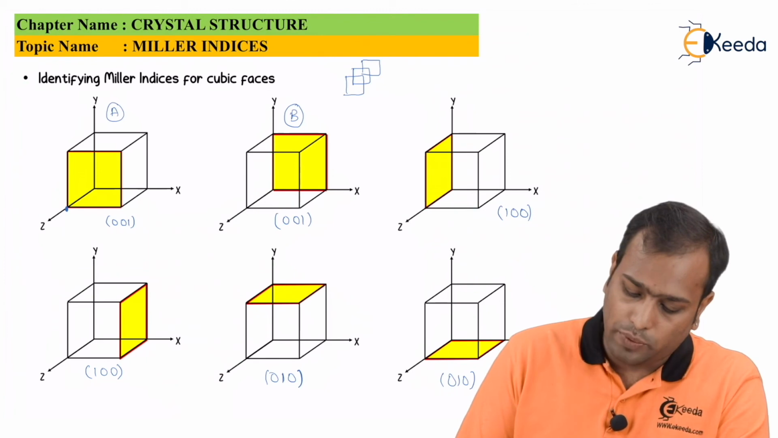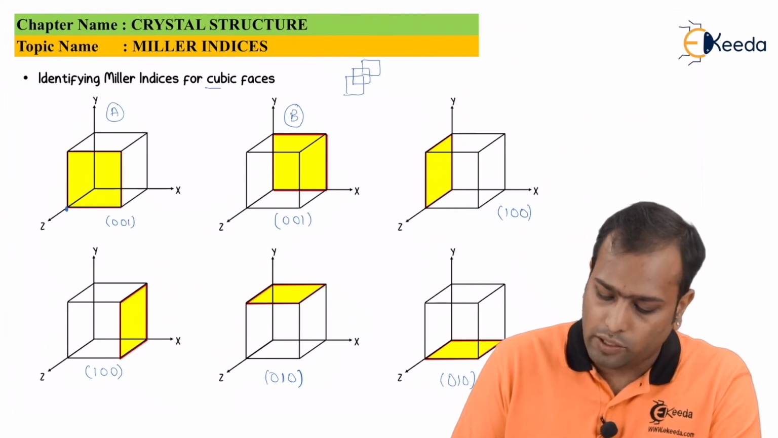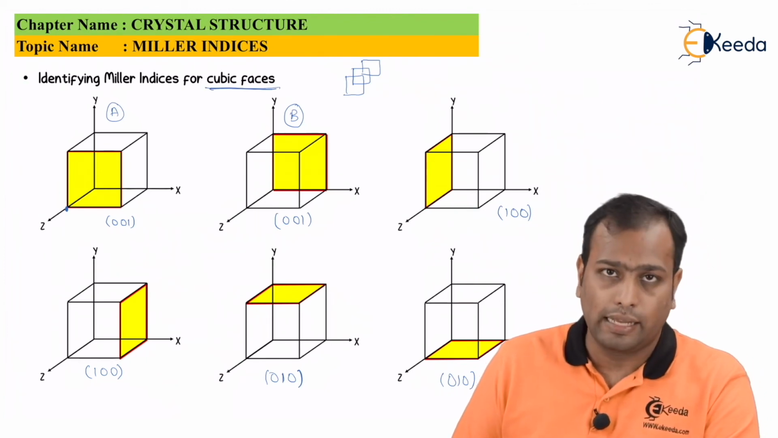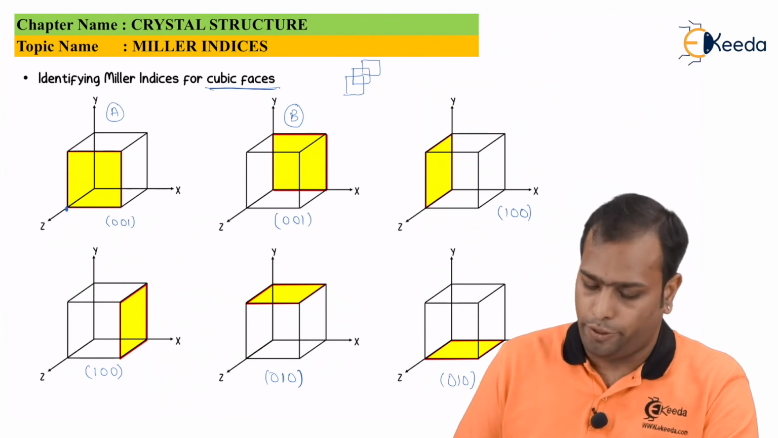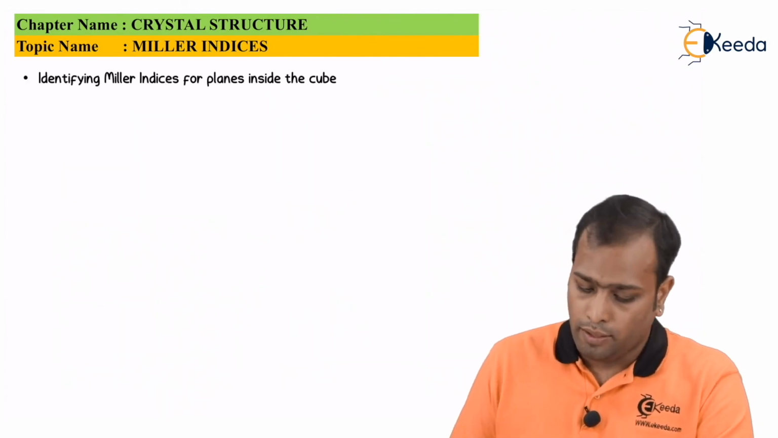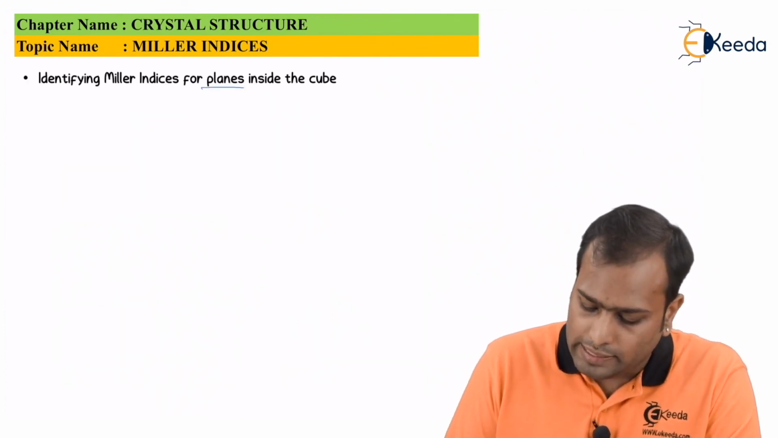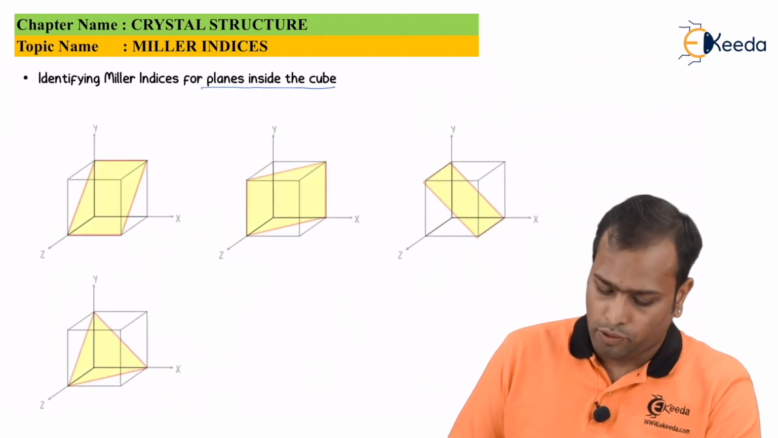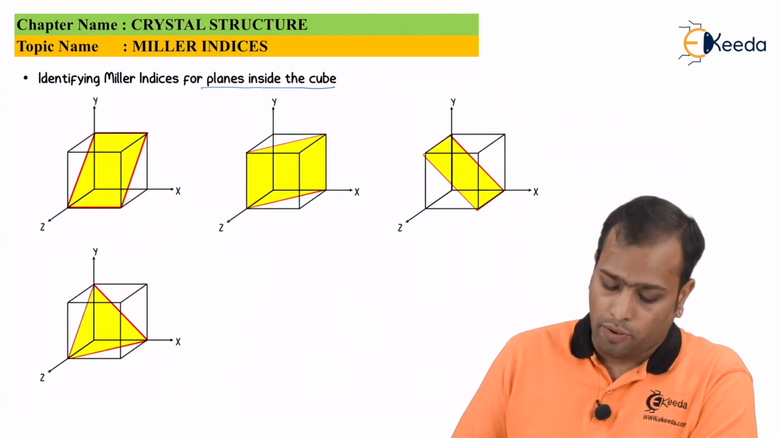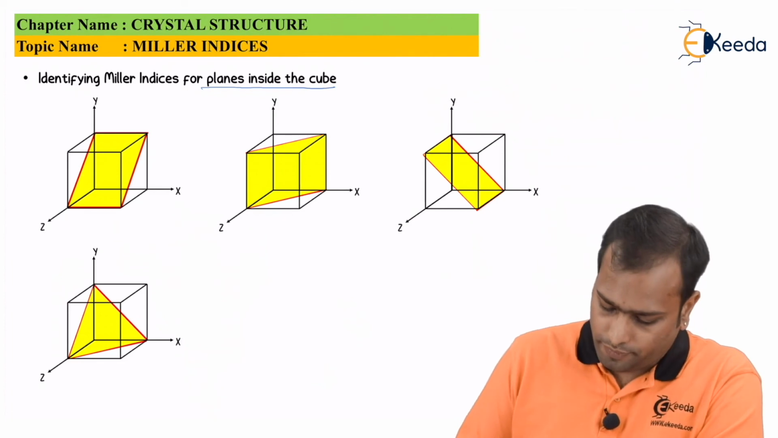Now, these were the Miller indices for faces of the cube. Now, let's study some planes inside the cube. Now, we'll be studying the planes inside the cube. So, these are some examples. Now, how would you do this?